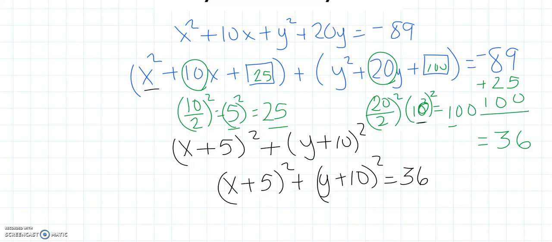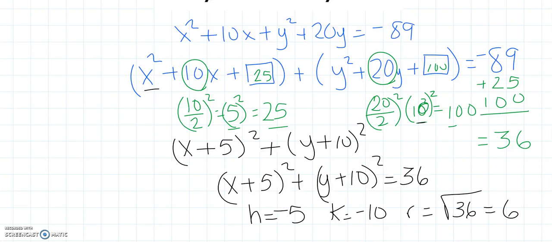Remember that this is a plus in here, so therefore this was a minus 5. So what does h equal? H actually equals negative 5. K equals negative 10, and our radius is equal to the square root of 36, which equals 6.